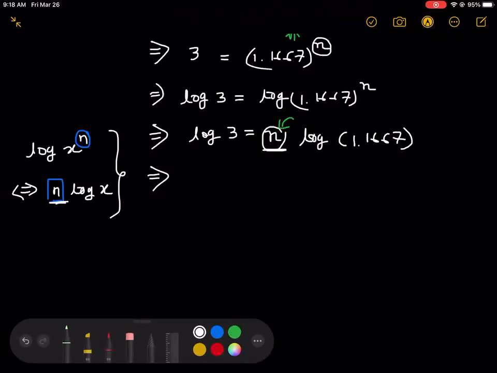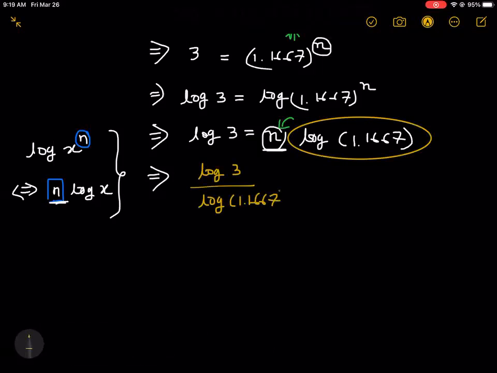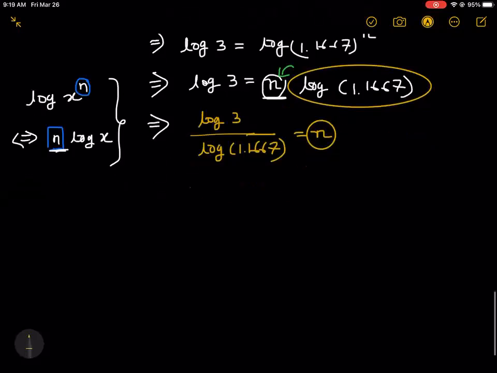we can just divide both sides by this, and it will isolate our n. Can you see that? So if we do that, we'll have log 3 over log 1.1667 equals n. We have successfully isolated this. That's what we wanted, right?